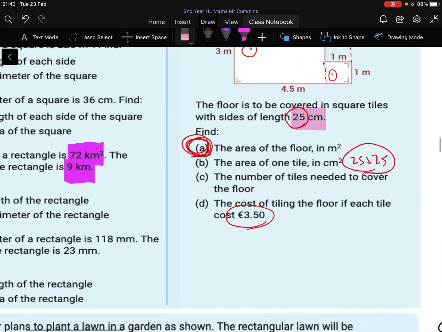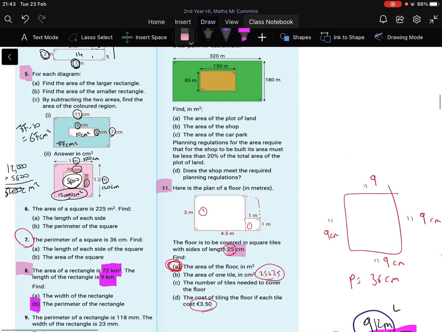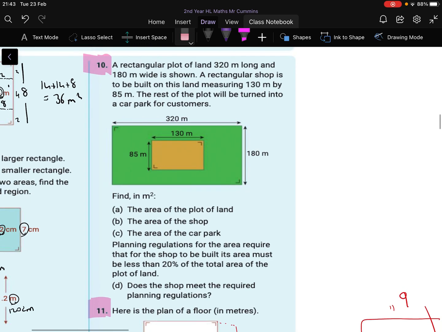Okay, on then to the next question. Question number 10, I believe, was this one here. Very similar again, isn't it? So what they're asking you in question 10: a rectangular plot of land 320 metres long, they even give you the diagram, and 180 metres wide. I'm just highlighting them on the diagram for you. A rectangular shop is to be built on the land measuring 130 by 85. So here's our shop here, the 130 by 85. The rest of the plot will be turned into a car park. Find the area of the plot of land.